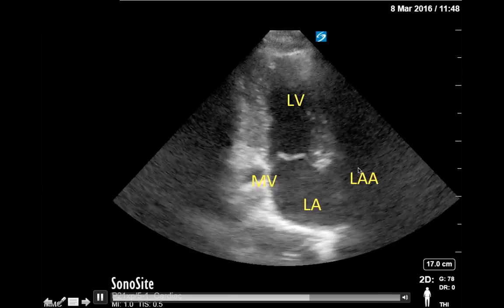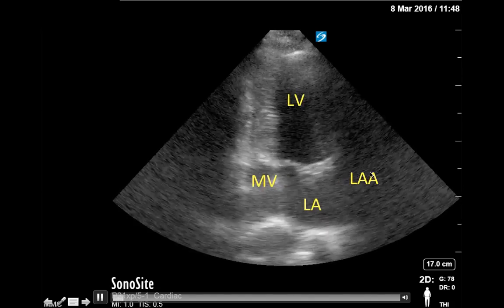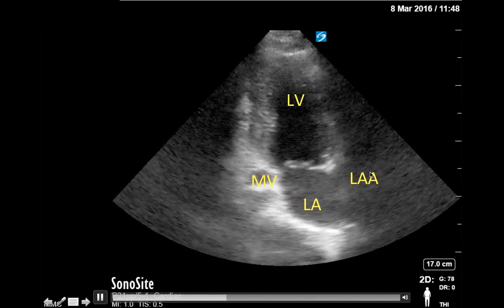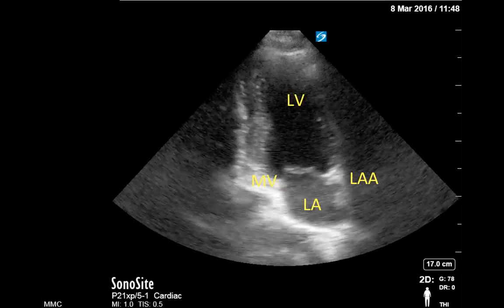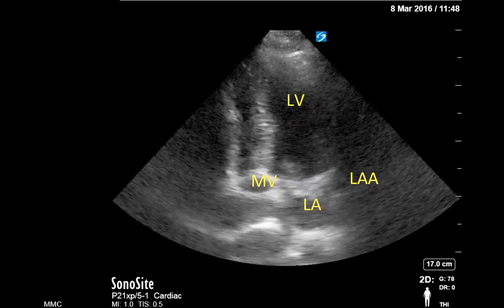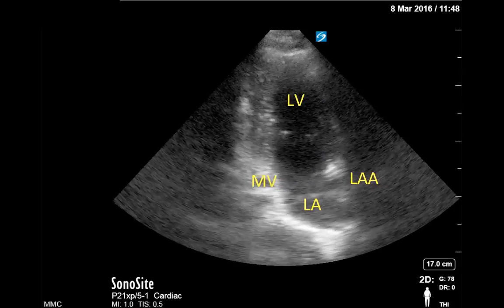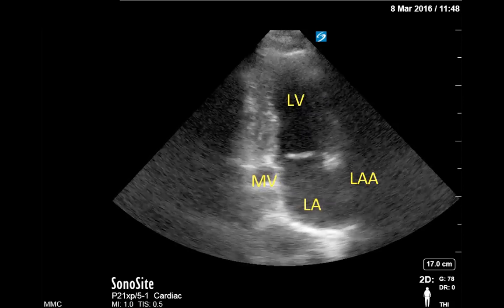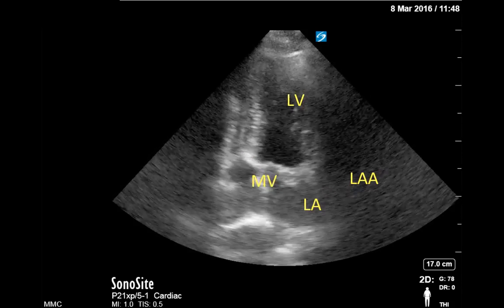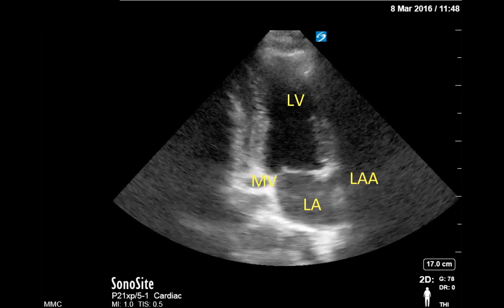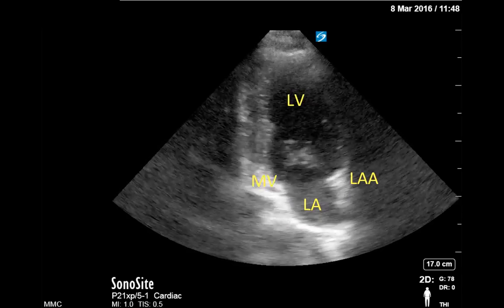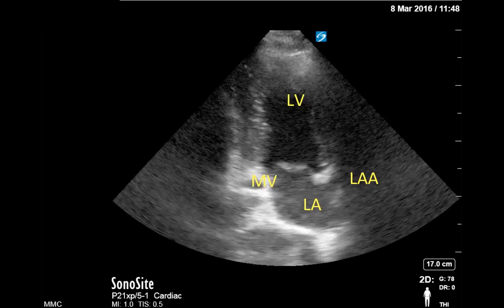This is the left atrial appendage. It is an important area of thrombus formation, especially in conditions such as atrial fibrillation. It is difficult to assess on transthoracic echo, and for this reason, transesophageal echo is used to assess the left atrial appendage for thrombus formation before electrocardioversion for atrial fibrillation is performed.